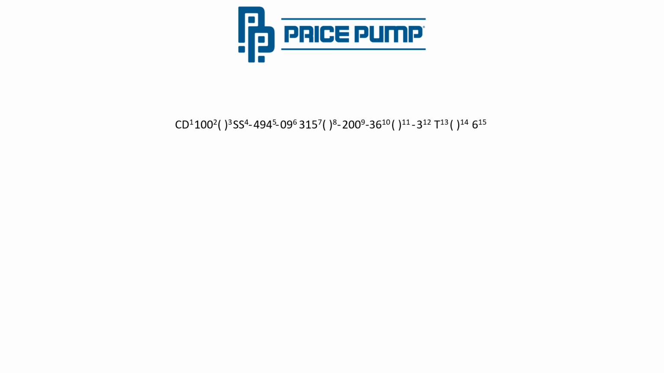To begin, identifier number 1 is the model designator. In this case, this is a CD model. Identifier number 2 is the discharge size of the pump. In this case, 100 is a 1-inch discharge. Identifier number 3 is used to identify optional configurations, such as a V indicating a vertical pump. Identifier number 3 is left blank intentionally.